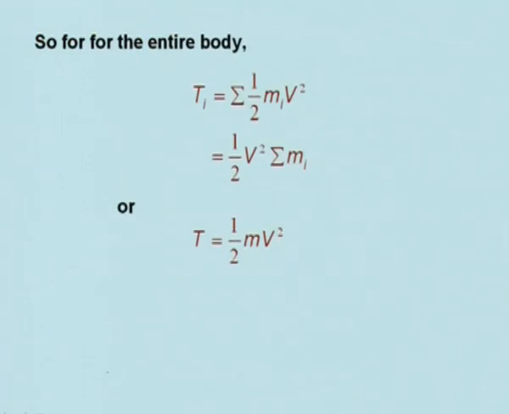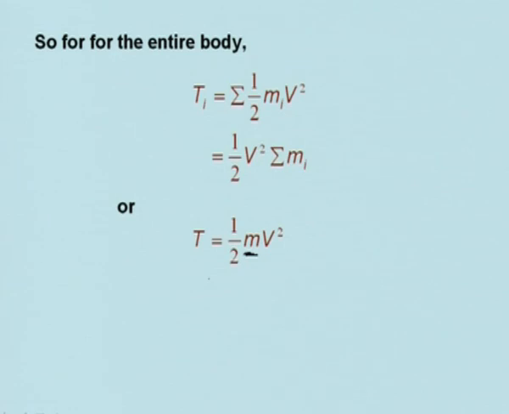So, for the entire body we have T is equal to sigma half mi v square, and you can take this common. So, it becomes half v square into sigma mi, and sigma mi is the summation that becomes the total mass m. So, therefore, kinetic energy becomes equal to half mv square. That means this expression is similar to that expression for a particle. So, instead of particle mass, now I am putting the mass of the whole body, and therefore T is equal to half mv square.